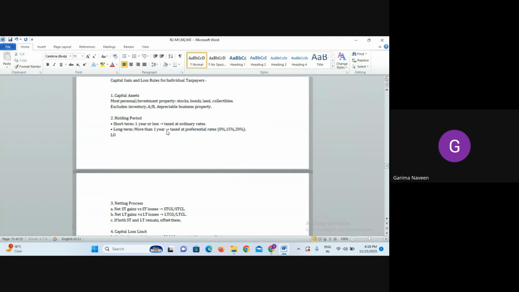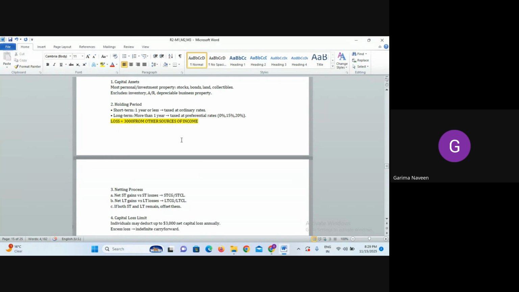Okay, so if you have capital losses, then you can use these capital losses to reduce your capital gain. Any excess of losses you can reduce up to the amount of $3,000 from other sources of income. So if you have any excess of loss, then you can deduct up to 3,000 of losses from your other sources of income, and the remaining loss you can carry forward to the next year.